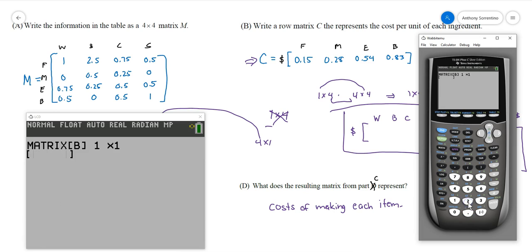I'm going to let that be C. And C was a 1 by 4 matrix. So 0.15. Again, I'm just going to copy what I have there.